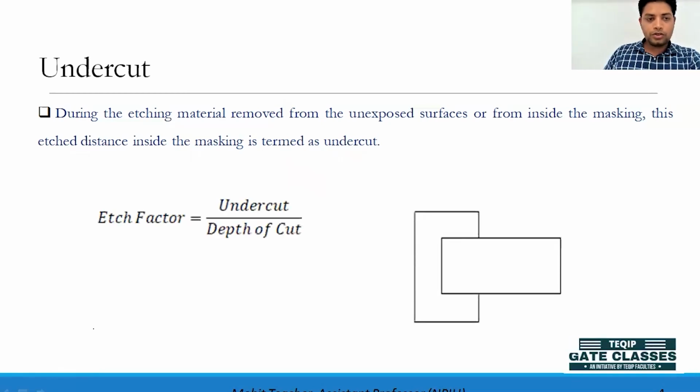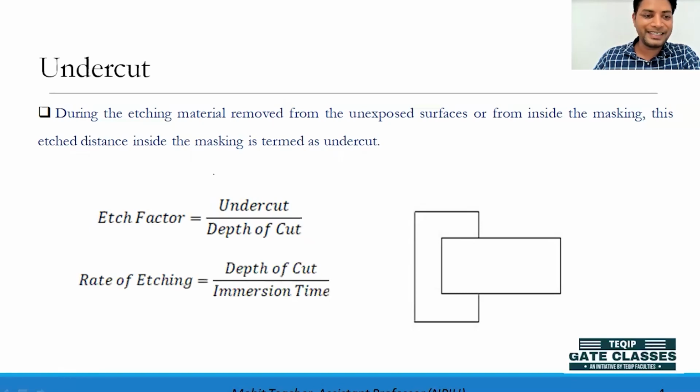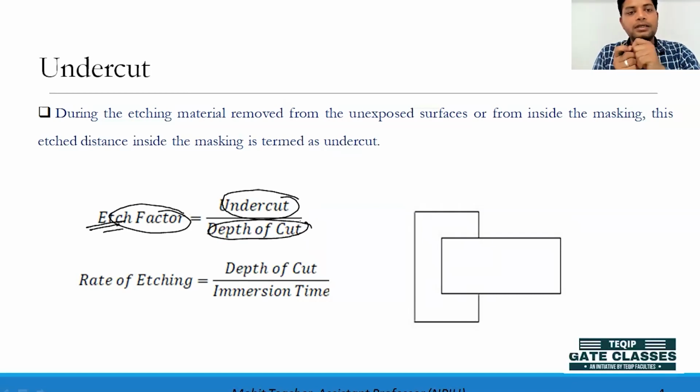So there are two formulas. First is the H factor, because as I said we are studying from the GATE perspective, so whenever there is a formula, we will discuss it. The H factor is defined by how much undercut there is and what depth of cut we are maintaining. Like initially if the depth of cut is 0.025 mm for 5 minutes of material removal, then during this part we have to keep in mind how much undercut there is, first thing.